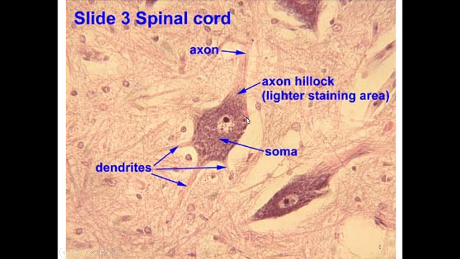Another view is from the spinal cord. You see here a motor or multipolar neuron: the soma, and from the soma several processes extending. One of them is the axon and the others are several dendrites, and the soma has an achromatic nucleus, so you see the nucleolus.